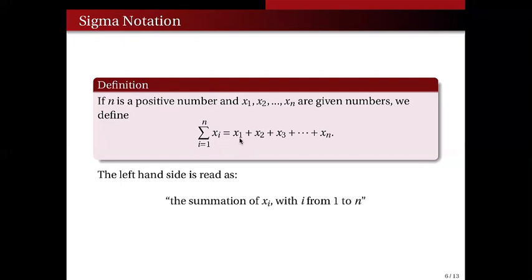I equals 1, you have x1, plus i equals 2, you have x2, plus i equals 3, you have x3, plus until you have i equals n, so you have here plus xn. So this is your sigma notation.